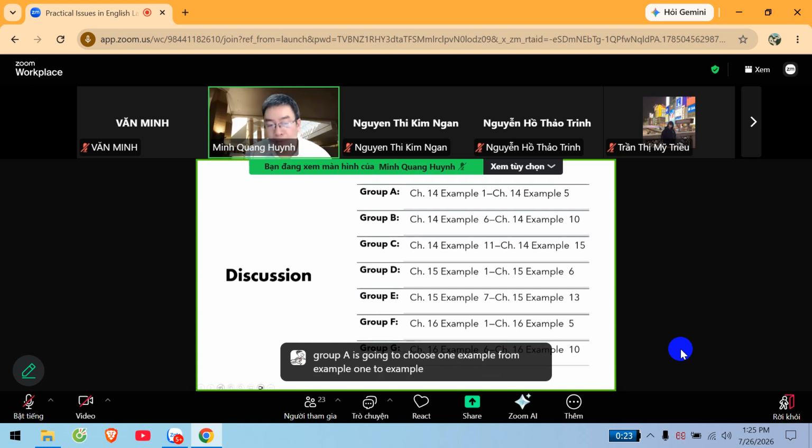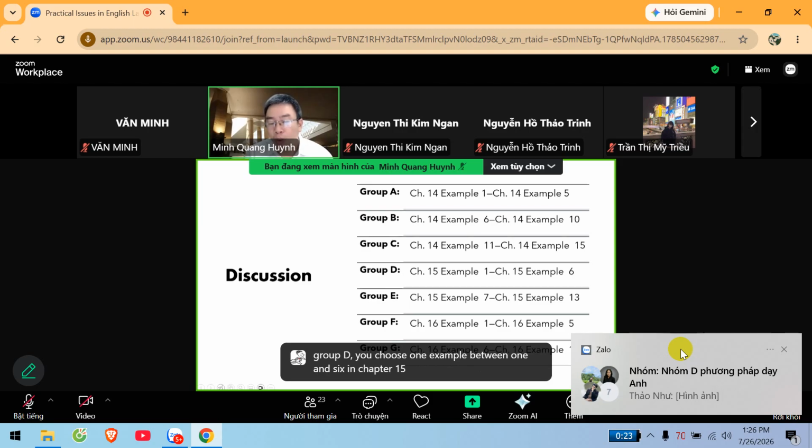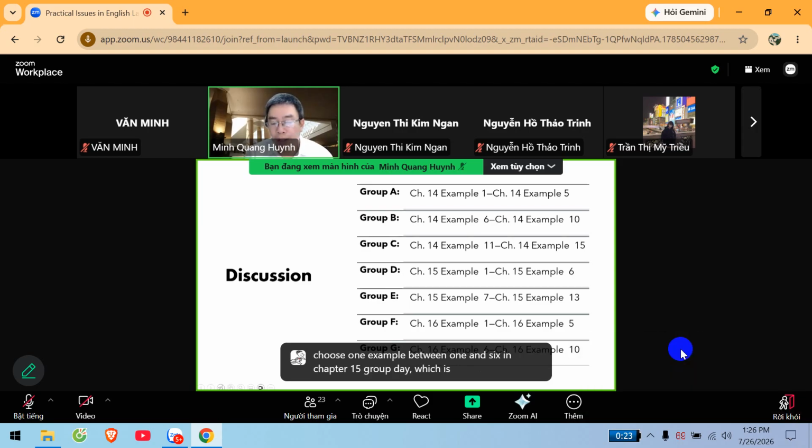in chapter 14. Group B, you are going to choose one example from example 6 to example 10 in chapter 14. Group C, you choose one from 11 to 15 in chapter 14. So groups A, B, and C work on chapter 14 and you choose one example. Group D, you choose one example between 1 and 7 and 13 in chapter 15.